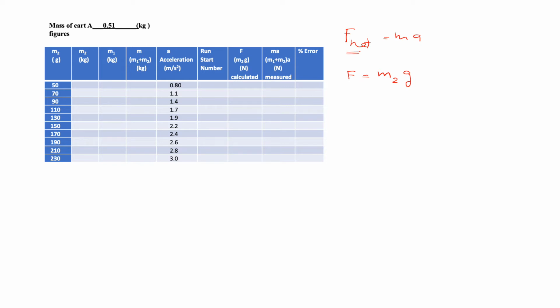So in this column you need to convert these grams into kilograms by dividing by 1,000. I'm going to show you only one row. I will choose the last row in this table. If I convert grams to kilograms, you will get 0.23. M1 is the mass of the cart, which is the same for every value of M2. So therefore, M1 is 0.51.